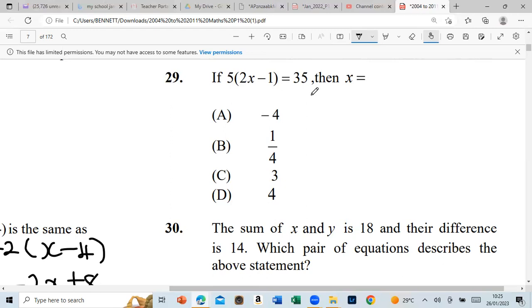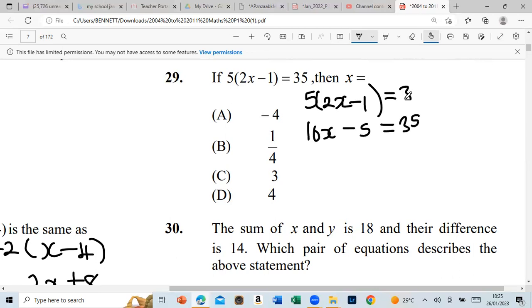Alright, so we just rewrite it. So basically, we're gonna solve for x. The bracket means to multiply. So we say 5 times 2, that's 10. 5 times negative 1, that's negative 5. But remember, it must equal 35, right?